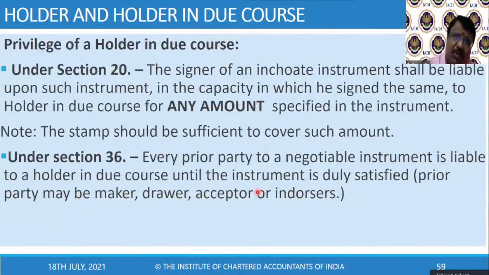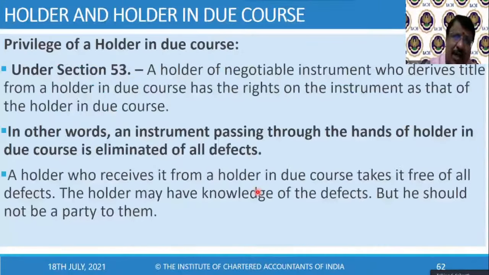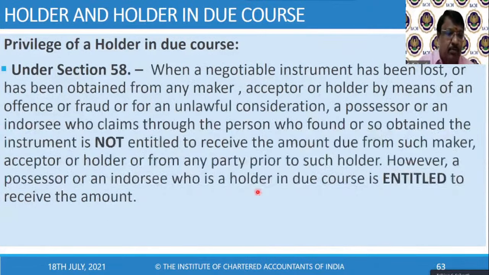Thereafter, every subsequent holder becomes a holder in due course and gets the same right. An instrument passing through the hands of a holder in due course is eliminated of all defects. A holder who gets it from a holder in due course takes it free of all defects. The holder may have knowledge of the defects, but he should not be a party to them. Okay, that's the point. Knowledge, party. Once I'm a holder in due course, then nothing can happen.